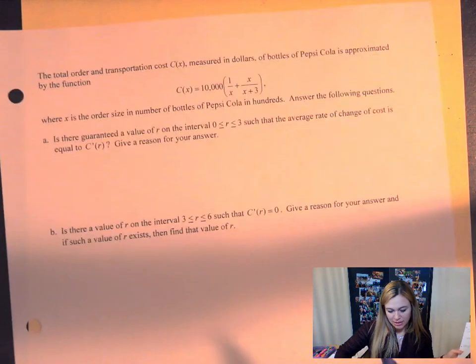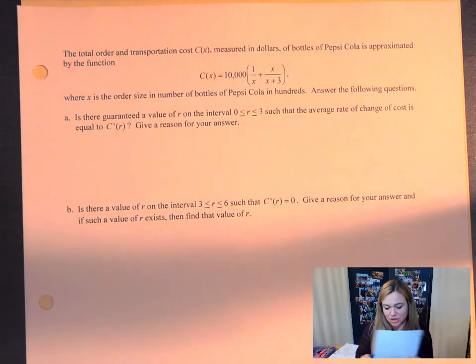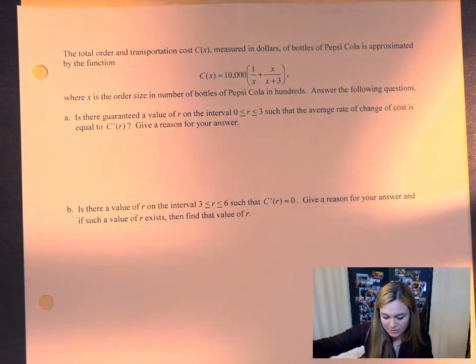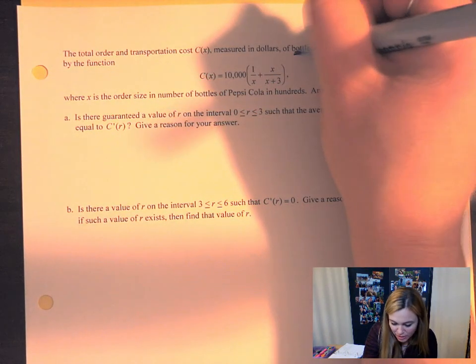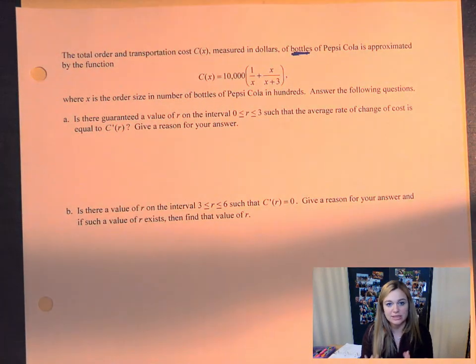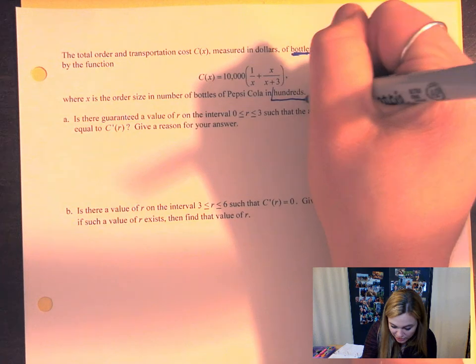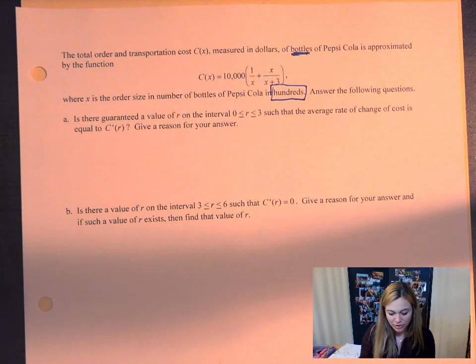Okay, the next one. This one says, the total order and transportation cost C of x, measured in dollars, of bottles of Pepsi Cola is approximated by this function. So this is not a rate, it's just a function C of x, where x is the order size, the number of bottles of Pepsi Cola in hundreds. That seems important later. Answer the following questions.